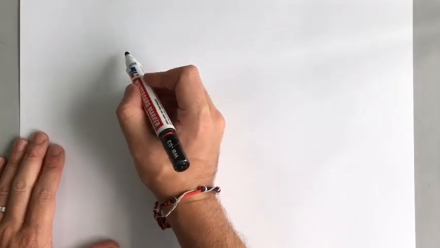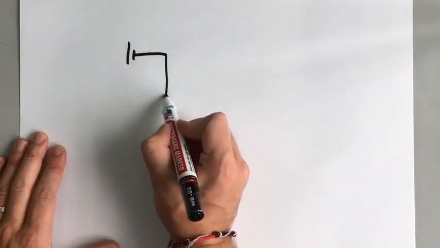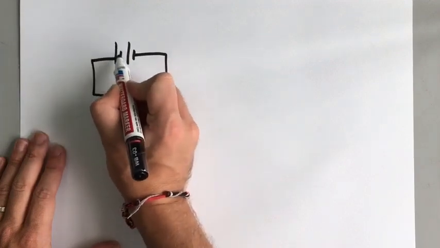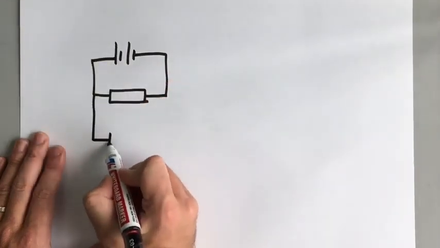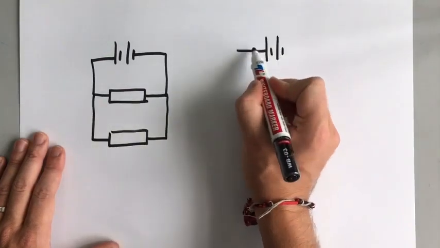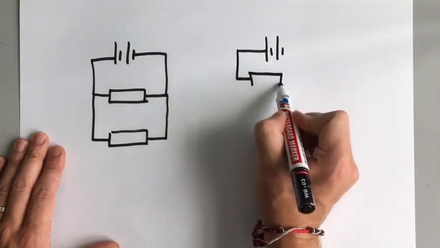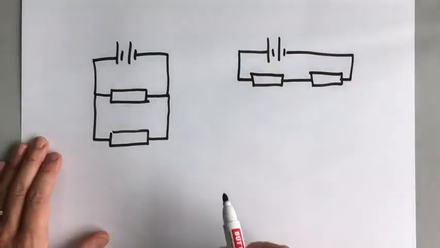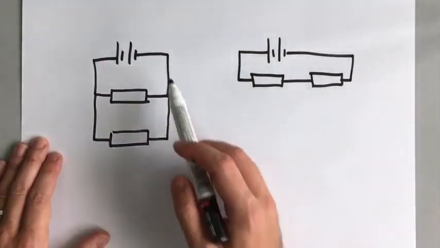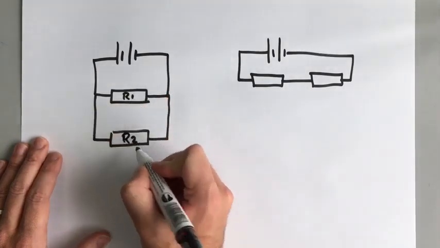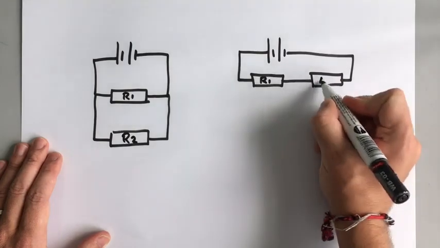Now for this last example, I'm going to swap bulbs for resistors. So I'm going to have the same circuits, but I'm going to swap bulbs for resistors. Okay, in this parallel circuit, let's say this is R1 and this is R2, and here we've got R1 and R2.